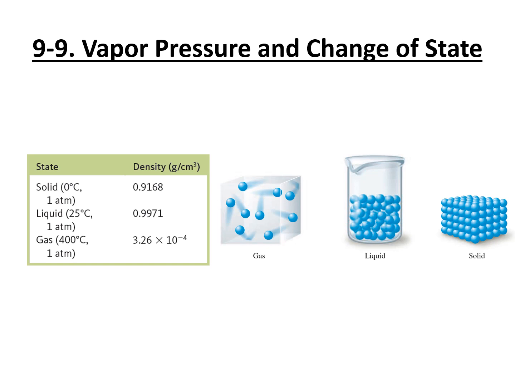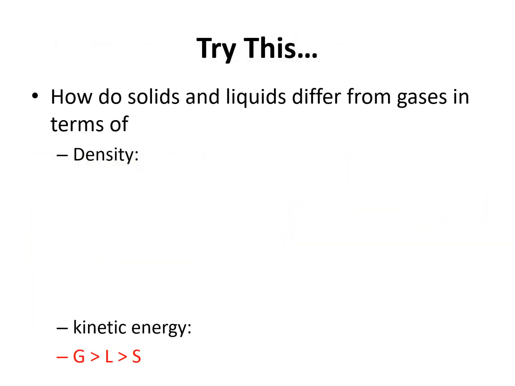Now, for water, we find that water actually has a higher density in the liquid state than in the solid state. But for most other substances, the opposite is true. So solids and liquids will differ from gases in terms of density, in that solids typically have higher density than liquid, but both solids and liquids have much higher density than gases.